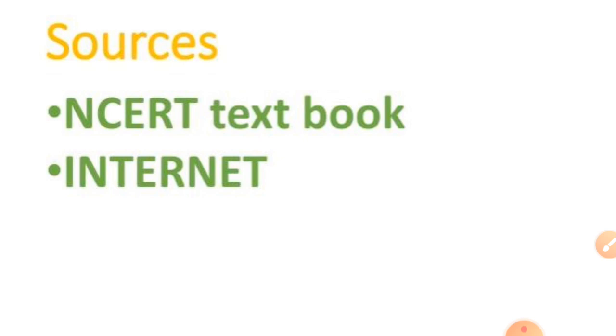Food items obtained from plants are rice, wheat, pulses, fruits, vegetables, etc. Food items obtained from animals are milk, cheese, curd, meat and eggs.